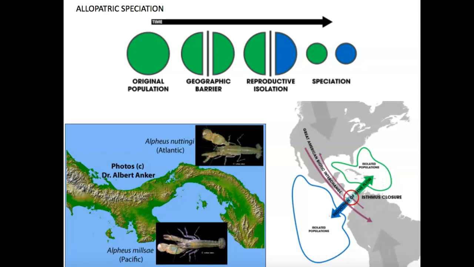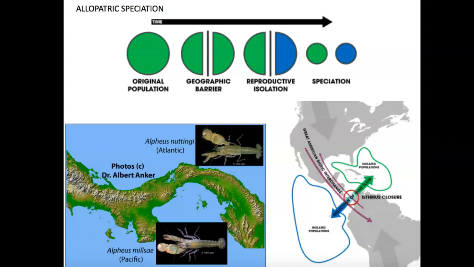So you have an original population, something happens where there's a new geographic barrier, the 2 populations are split into 2 different areas, they adapt and change and become well suited to their specific environments, and over time they become different species. One really well-known example of this occurs in shrimp that occur near North and South America.